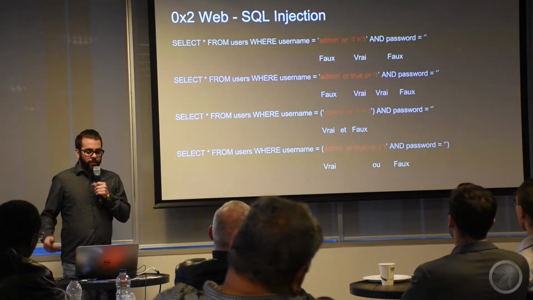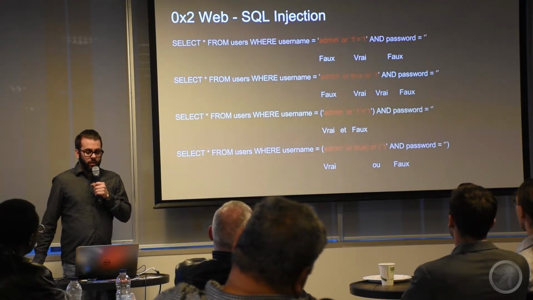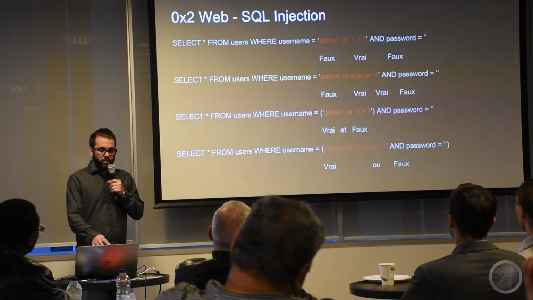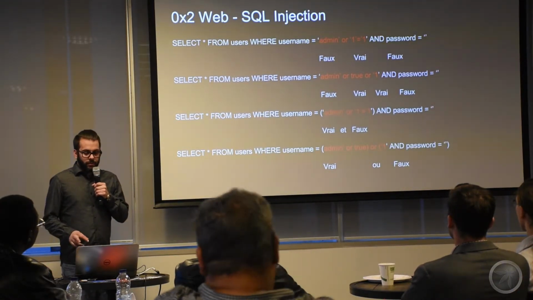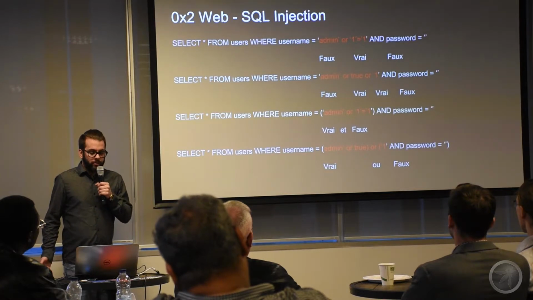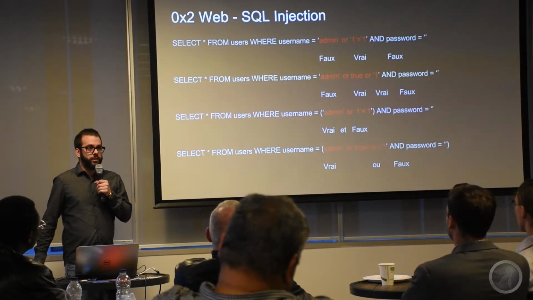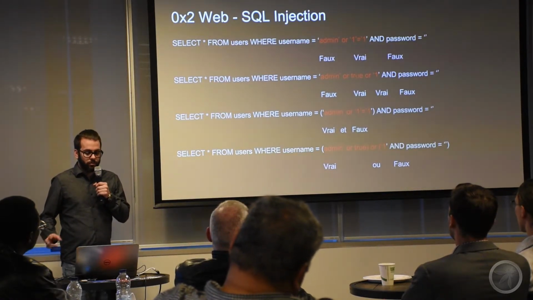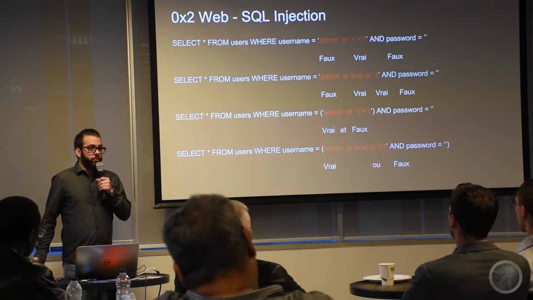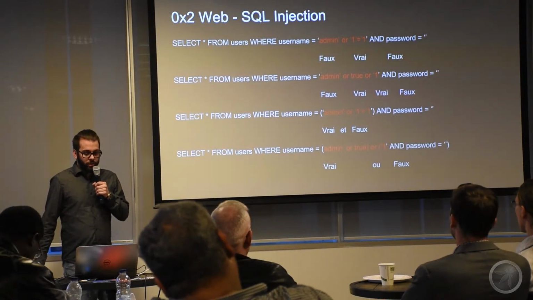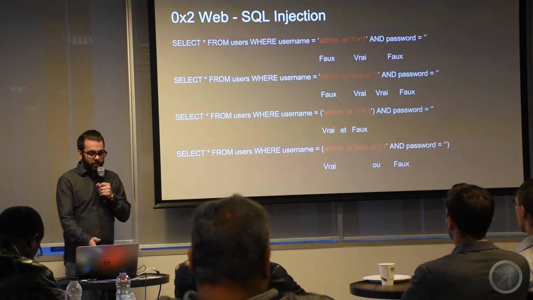So you're going to have false, true, true, false. Basically, the first two conditions will be true, then the second one will also be true. So you're going to have two true statements at the end of the day because they're both OR, and they're just going to end up being true. That way you're going to pass through the login. So you can see it that way.